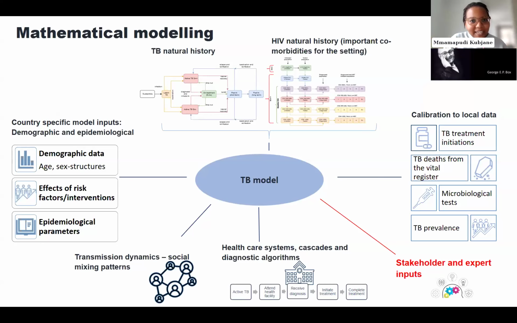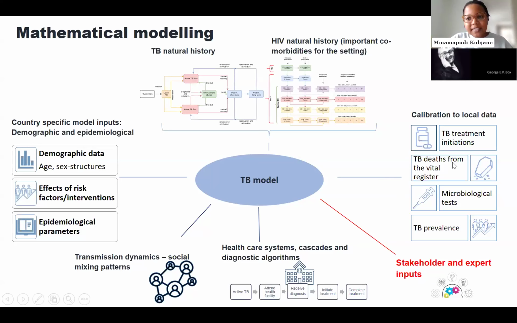Tito has already talked about modeling and how important it is and what makes it useful. And I'll just give an overview of a TB model and how we've made it more South African specific, or country specific. Some of the key details or data that make it useful to a specific country include the demographics, which have been touched on earlier as well, the demographic structures and the epidemiological data, and also the most prevalent comorbidities that are driving the TB or the disease of interest.